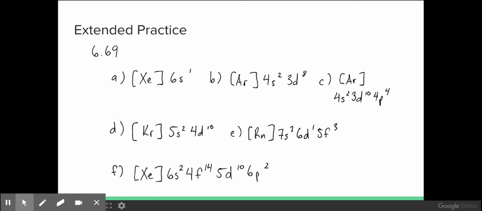For 6.69, I'm writing the electron configurations for various elements. The one that I do want to point out to you is letter E. As we start to get into the F block, we have some weird things that start to happen to electron configurations that become very hard for us to predict. So sometimes even I have to go back to tables and refer back to that to see how we fill those actinides and lanthanides when we get to them. So that's the one thing I did want to point out, but you should have a very firm understanding of how to write the noble gas configuration for any elements in the first 5 periods at the very least.